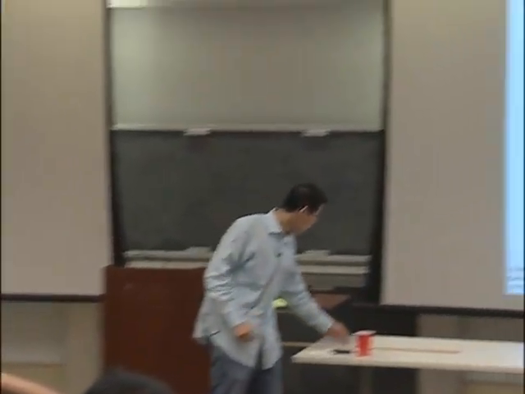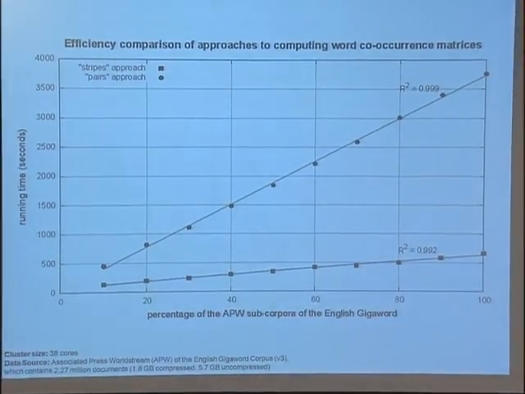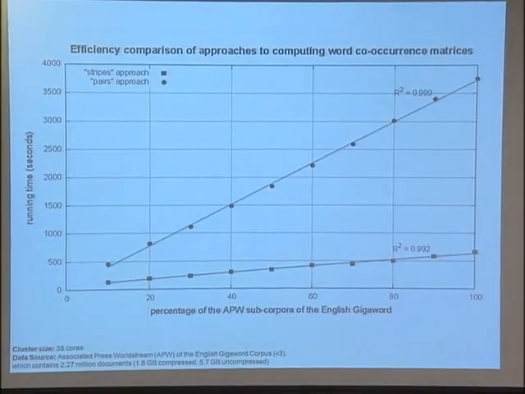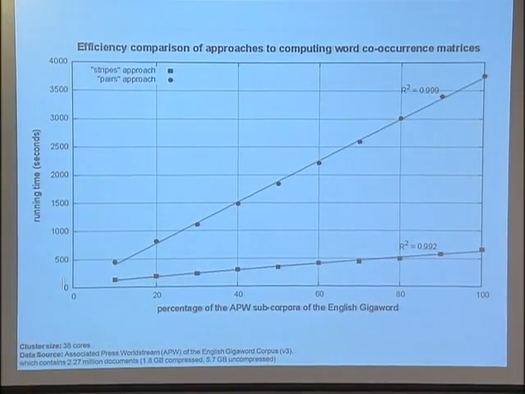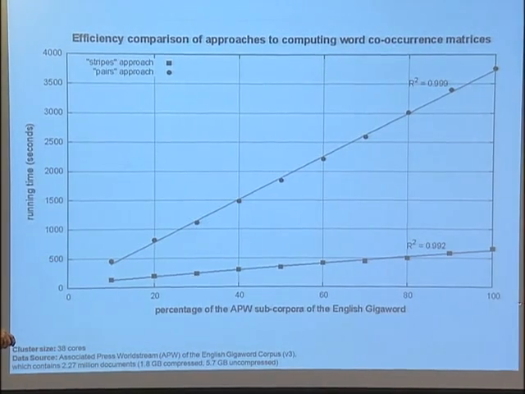Okay, so here's the performance of the two algorithms. As it turns out, the stripes approach is a lot faster than the pairs approach. This is running time in seconds on different fractions of the Gigaword corpus, which is a standard corpus used in language processing. It's relatively small, 2.3 million documents, about 6 gigs.